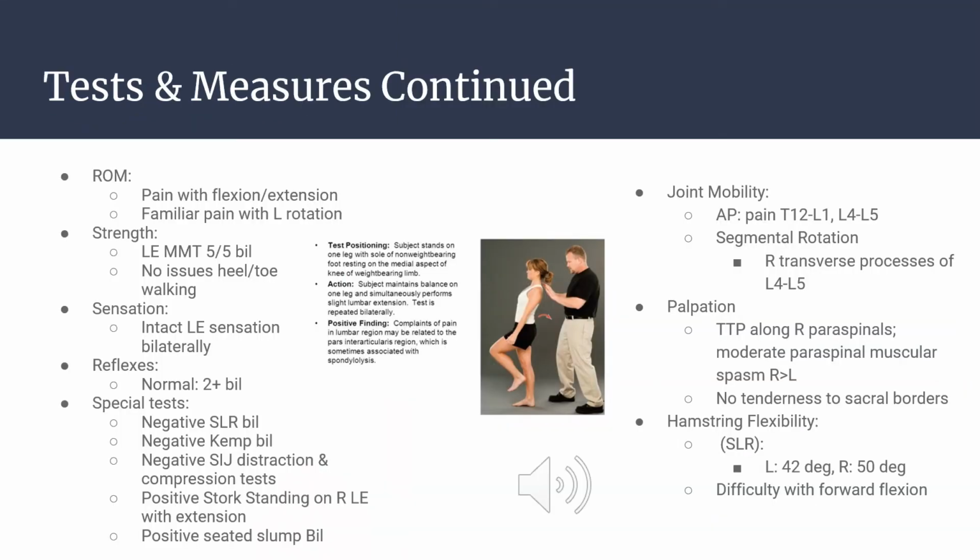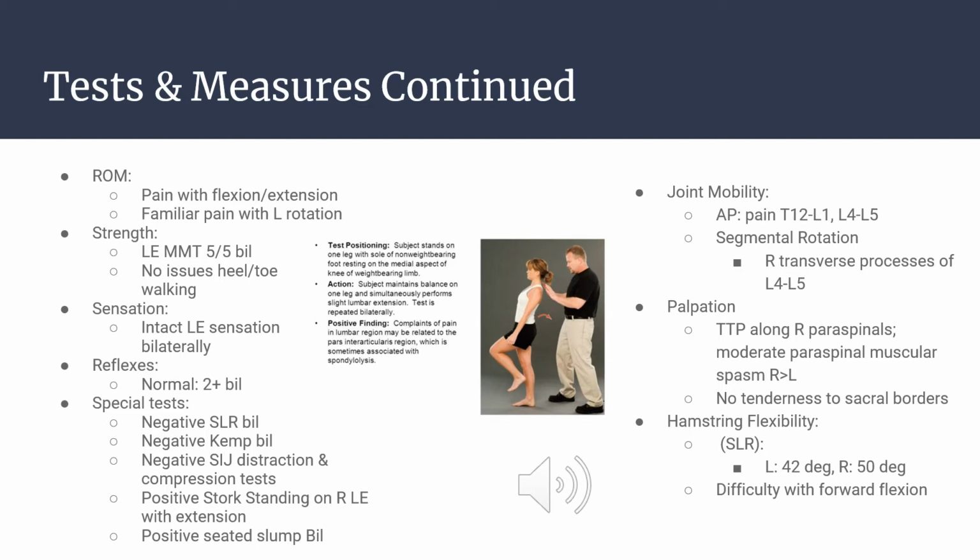Tests and measures continued. So with range of motion, considering the last slide as well, he had pain with flexion and extension, and he had a familiar pain with left rotation. If you look at his strength, like I said, he was pretty strong in all manual muscle testing of lower extremities bilaterally, and he had no issues with heel or toe walking. His sensation was intact bilaterally on both lower extremities, and his reflexes were normal at 2+. So we know that there's no significant neurological involvement or red flags there.